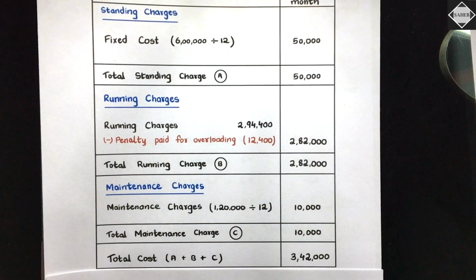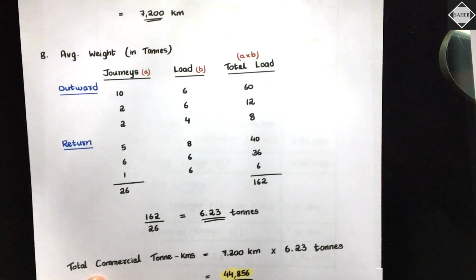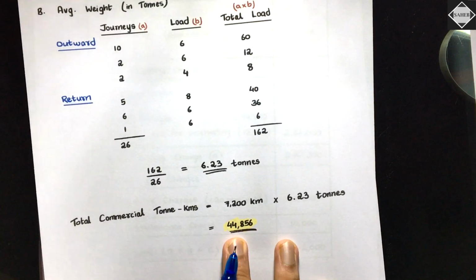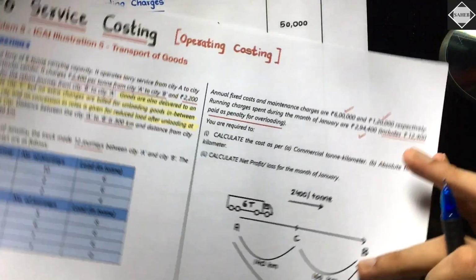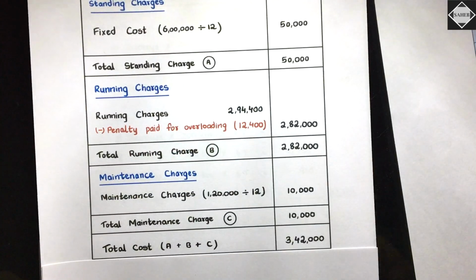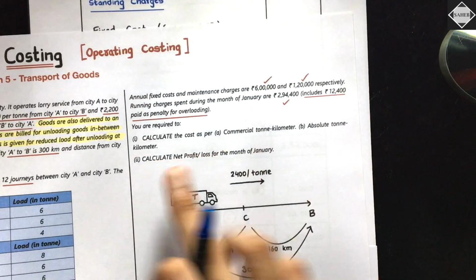What you have to do now? This you have to divide by what you have calculated in first working note. Yeah. Total commercial ton kilometers 44,856. You will get the first requirement. The first requirement is cost as per commercial ton kilometer. Then you will divide by the second denominator, the same thing. You will get cost as per absolute ton kilometer.